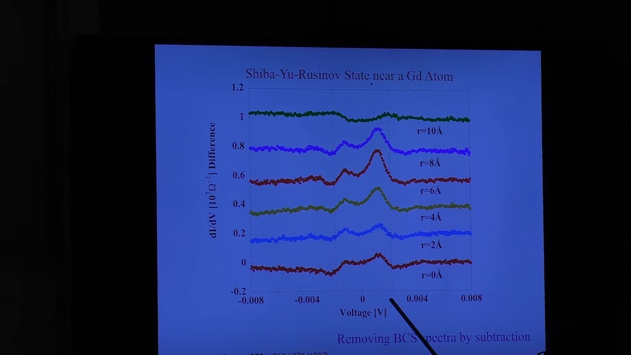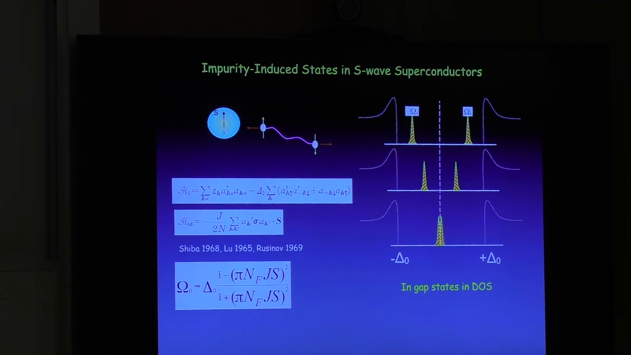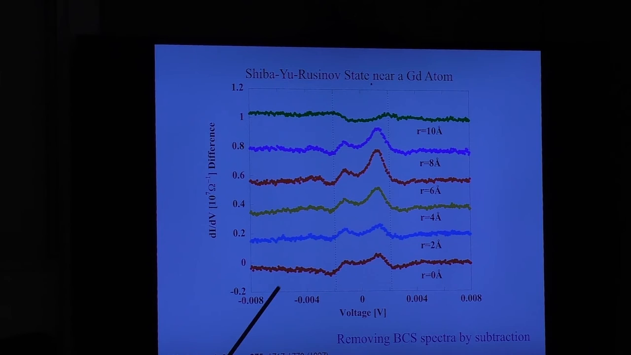The superconducting background is removed, so you don't see the density of states. This is the gap. You don't see the density of states above the gap. These things have been removed by measuring the same density of states at some other point away from the impurity. And these are the Shiba states, the peaks that come in inside the gap. And this is how they vary away from where the impurity was.